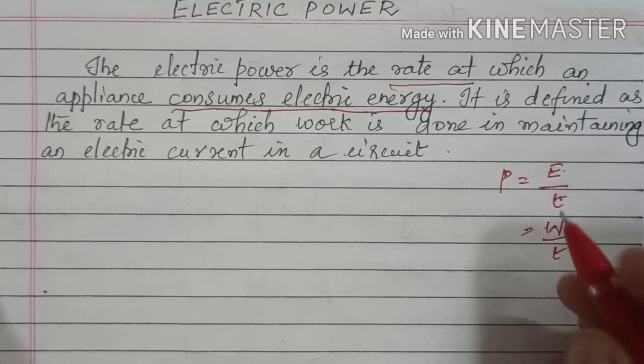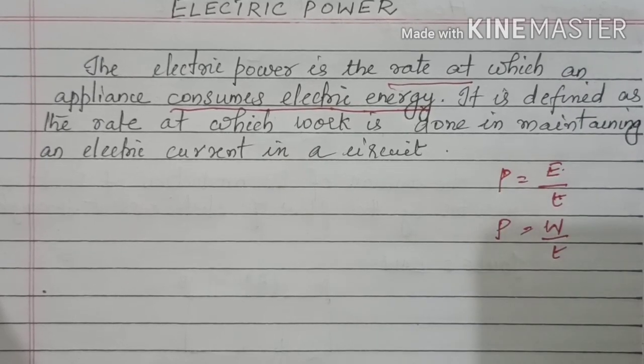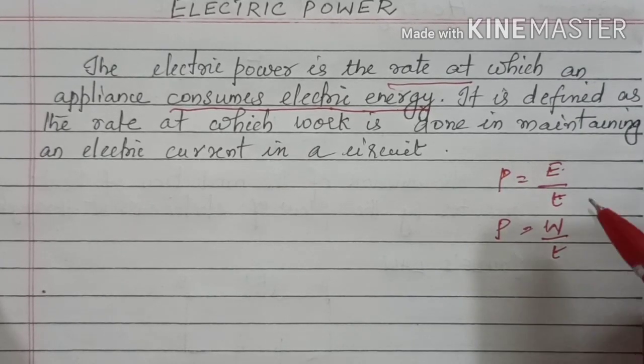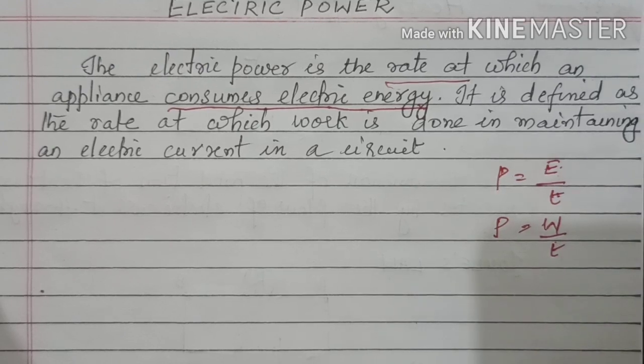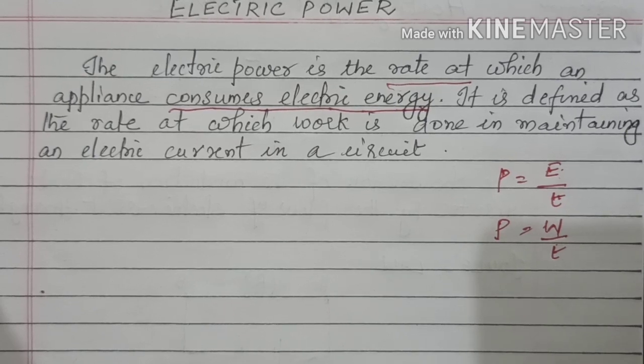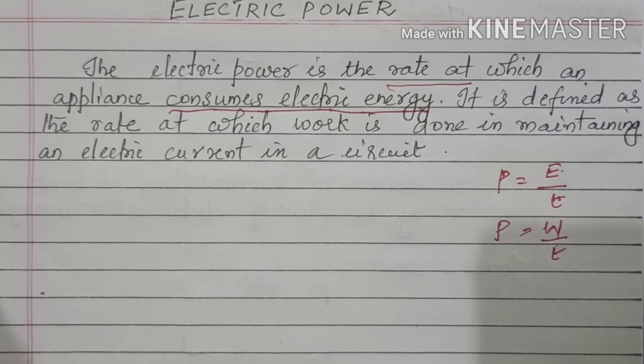So both are the same for the quantity power. Understand? Because work is equal to energy. Clear? So electric power is the rate at which an appliance consumes electric energy, or it is defined as the rate at which work is done in maintaining an electric current in a circuit. Understand? Now, we want to find certain expressions for power.